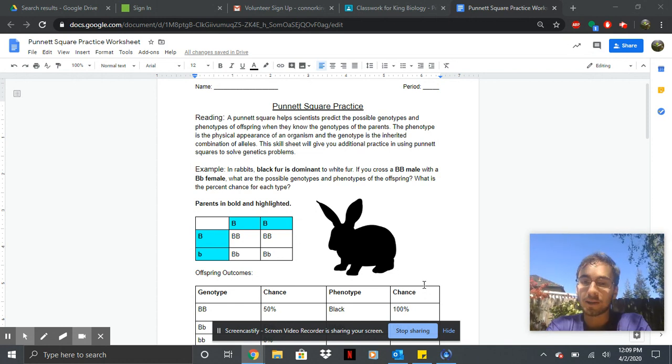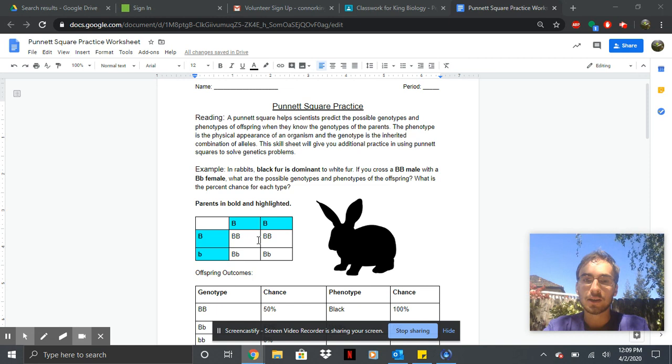This week is going to be all about Punnett squares. Okay, so we start off with a set of rabbits. If you remember from Punnett squares, you have the parents on top, and then the four possible children or offspring outcomes in these little four boxes.